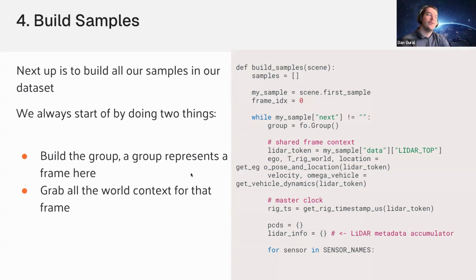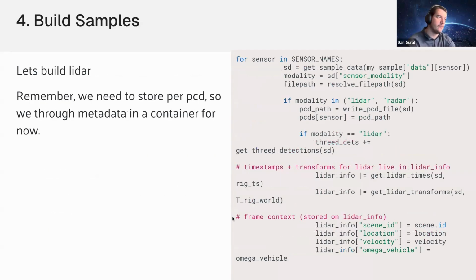After we create our group, we want to store all the world context stuff that's not going to change across the frame. These are things like the position, the GPS, the velocity. These probably are only going to happen once per frame when we record. If they're per sensor, great, let's drop that back down, but any other metadata that's just per frame, not per sensor, let's grab all that now so we're not repeatedly grabbing it. As well, we grab our master clock and create our containers for our individual sensors here.